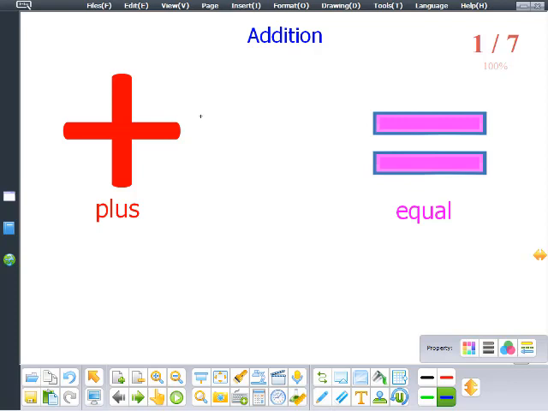When I add another 2, or when I add anything, I use which sign? Excellent. I use plus. Here we write the first number and here we write the second number, and at the end we write equal and the final number. Let's see how to make it.